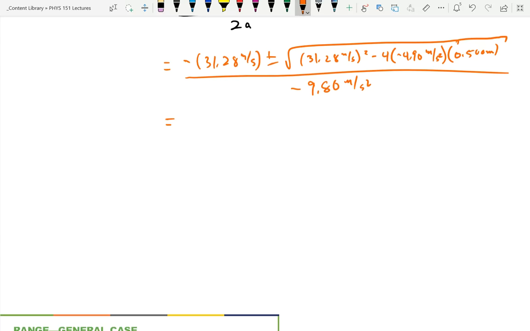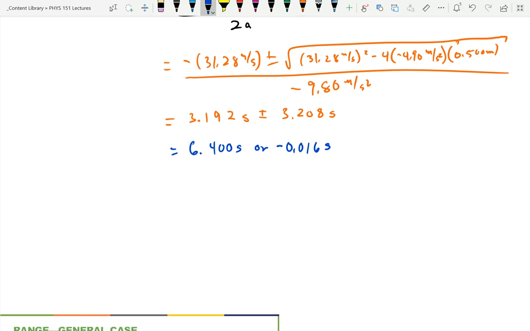And so the first number is positive 3.192 seconds. And then I have plus or minus, and the second number is 3.208 seconds. So that gives us two possible values, 6.400 seconds or negative 0.016 seconds.